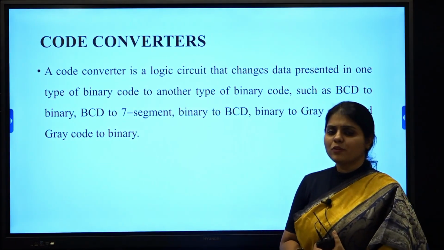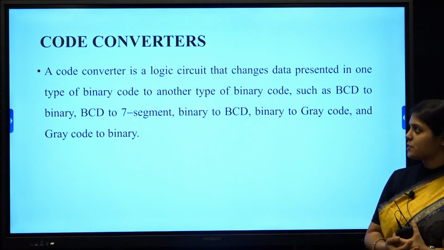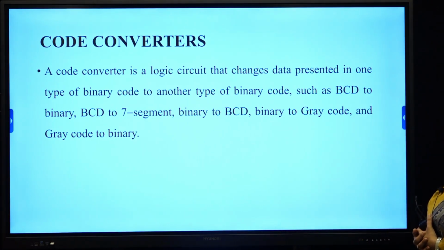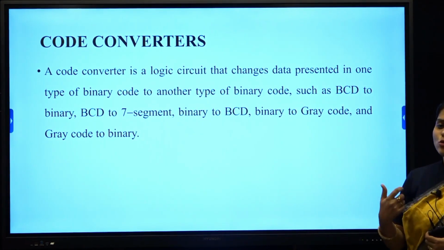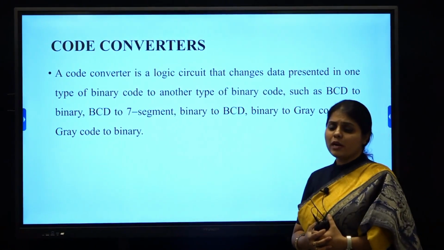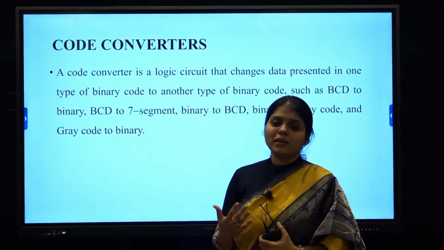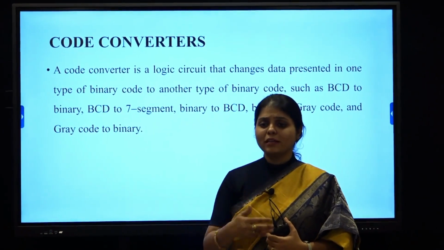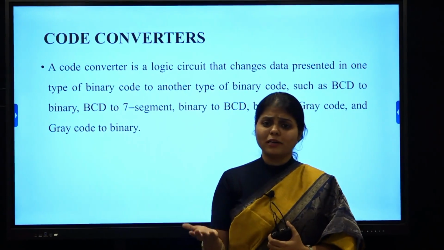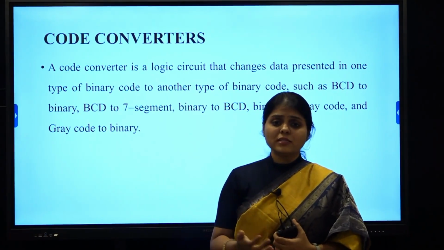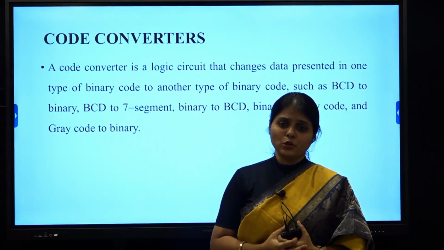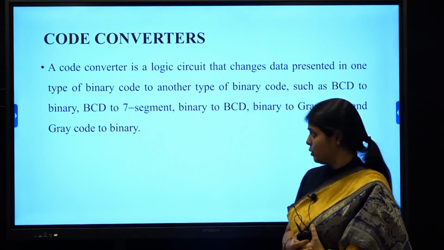The next topic that we are discussing today is code converters. A code converter is a logic circuit that changes the data represented in one type of binary code to another. Sometimes, based on applications, we need to convert binary code into XS3 code, or binary code to gray code, or gray code to binary, or vice versa. In these cases, we make use of combinational logic circuits called code converters.